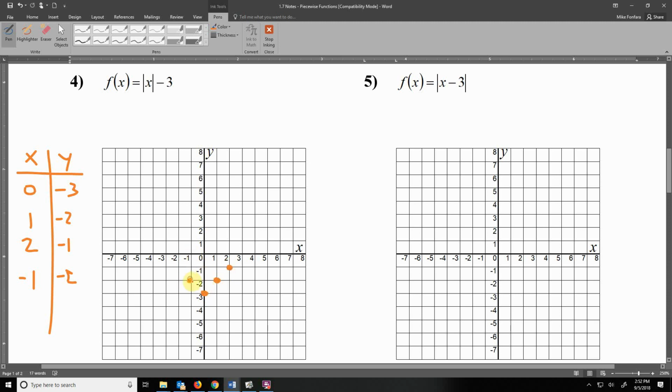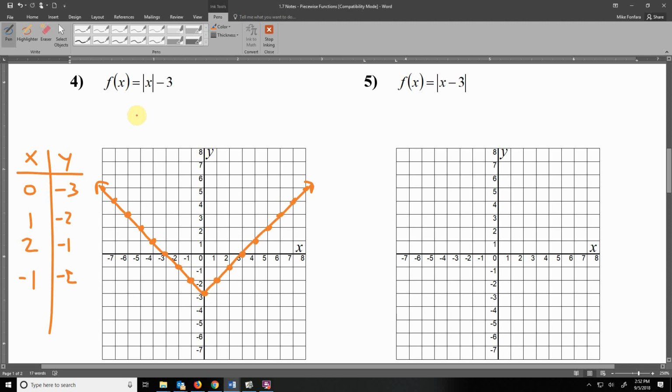So negative 1, negative 2, and now it's made a different shape. Every time you see absolute value, you should get a shape of a V. So now I've got my slope established on this side of the V and on this side. Okay, so we've got a piece here and a piece here.